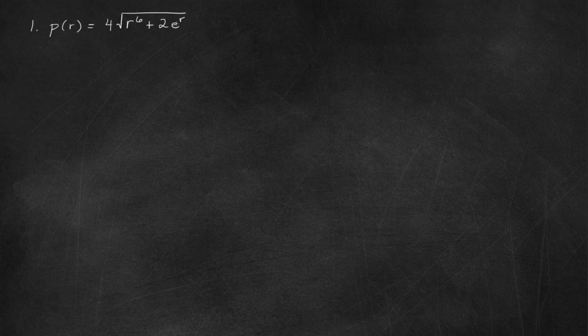My inside function is r to the power 6 plus 2e to the power r. That's my stuff. This is in the form of 4 times the square root of stuff. So for those of you who like to write down your inner function, we can do that over here as an aside. U equals r to the power 6 plus 2e to the power r. That's my inner function. And then my f of u equals 4 square root u. That's my outer function. So we have to take the derivative of each of these and multiply them together.